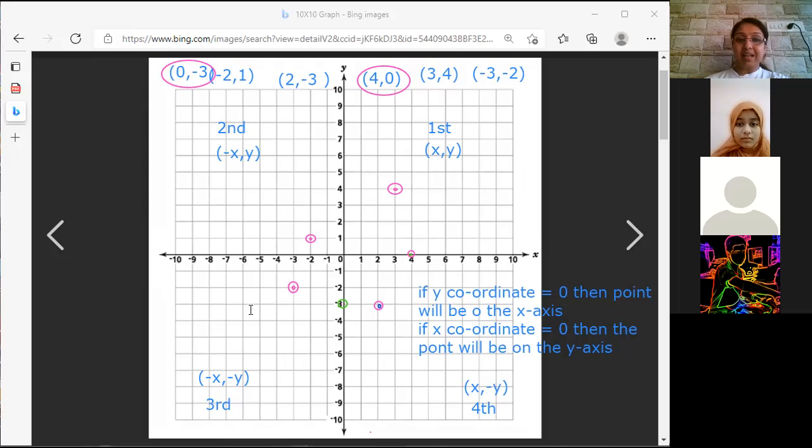Have you all written this down? These 2 points are very important for plotting the points. Like here you could see 4, 0. Our 0 was the Y coordinate, and therefore our point will come on the X axis. You saw it came on the X axis. If we look at this point here, 0, -3, 0 was our X coordinate, therefore you can see that the point is lying on the Y axis. Can you see this? This is a shortcut to know it.